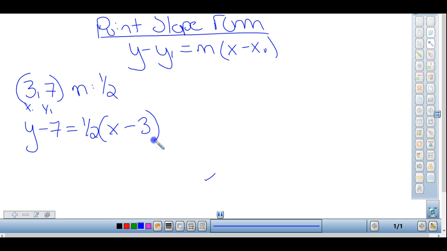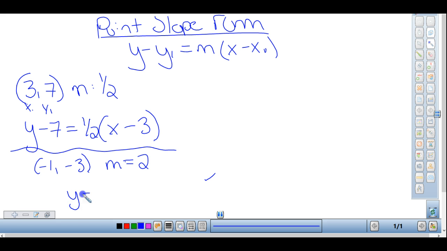It is 3. Okay. If I have some negative numbers, what if I have -1, -3, and my slope is 2? Now I've got y minus -3, so that turns into plus, equals 2, because that's my m, and then x minus -1, minus a negative turns into a plus.